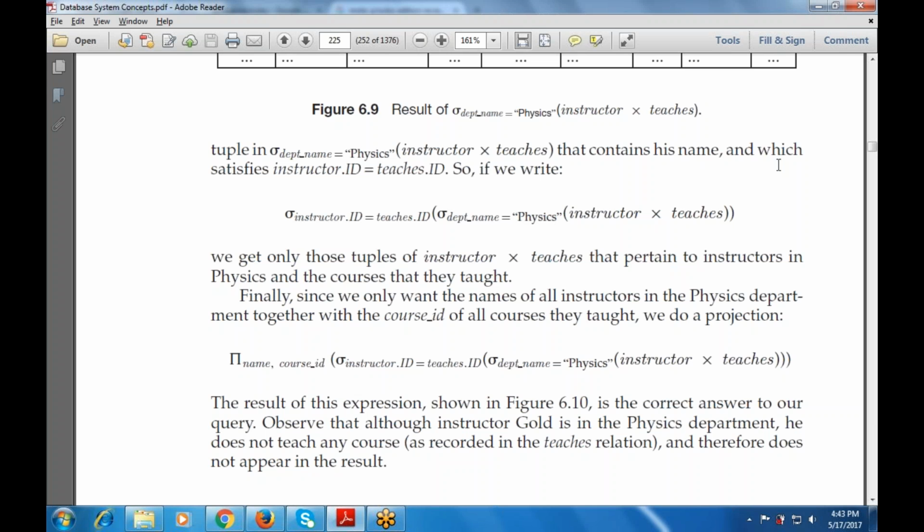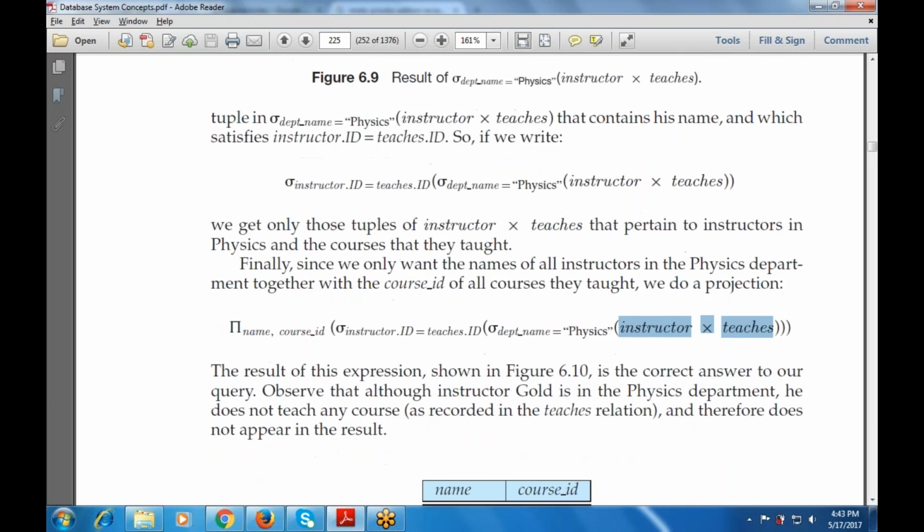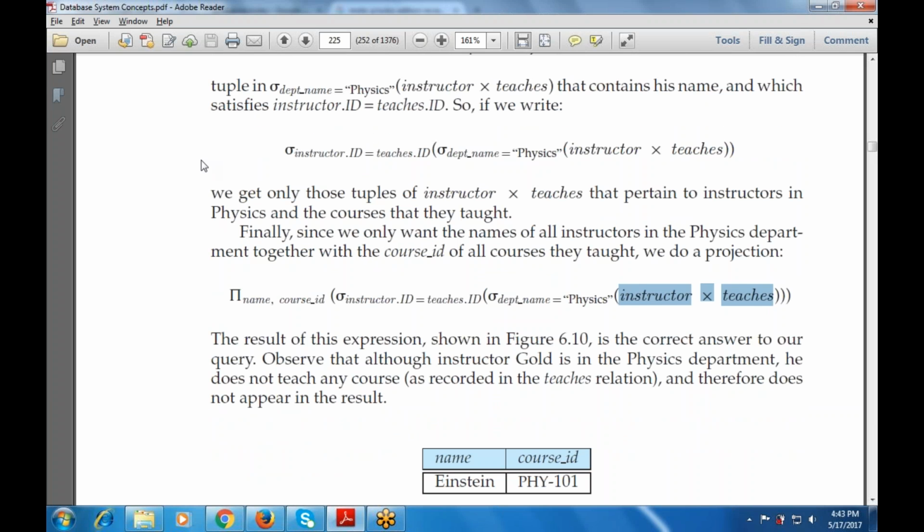Finally, we write the names of all the instructors in the physics department together with the course IDs of all the courses they taught by using the projection: Π name, course ID (σ instructor.ID = teaches.ID (σ dept_name = 'Physics' (instructor × teaches))). The result of this expression is the correct answer to the query, although Gold, who is in the physics department, does not teach any course and therefore does not appear in the result.